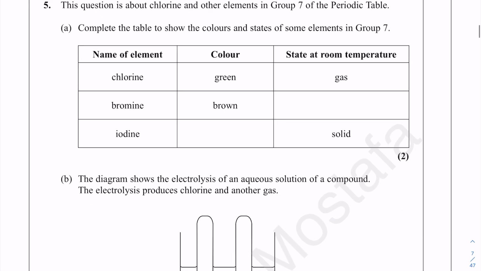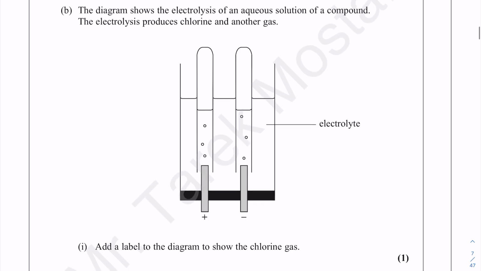Question number 5. This question about chlorine and other elements in group 7 of the periodic table. Complete the table to show the colors and states of some elements in group number 7. طيب هو البرومين brown liquid يبقى هنا هنكتب liquid. والايودين بيبقى solid لونه gray أو dark gray أو black.